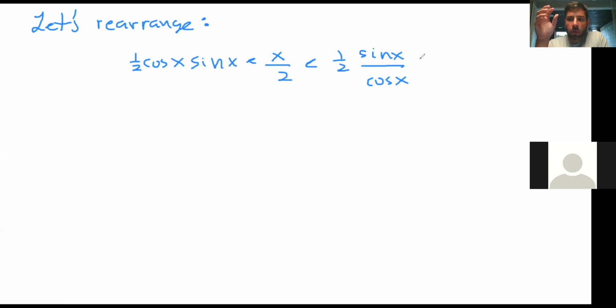Now, don't forget, we're interested in the limit as x approaches 0. So we can assume that x is a small number, and we can also assume that it's positive. We can assume that x is between 0 and pi over 2. And then symmetry would give us the case if it was between 0 and negative pi over 2.